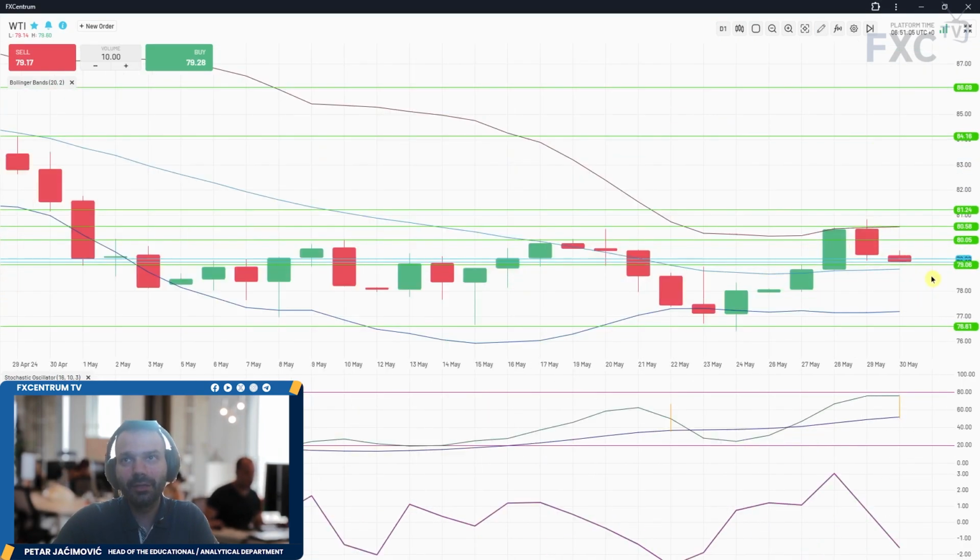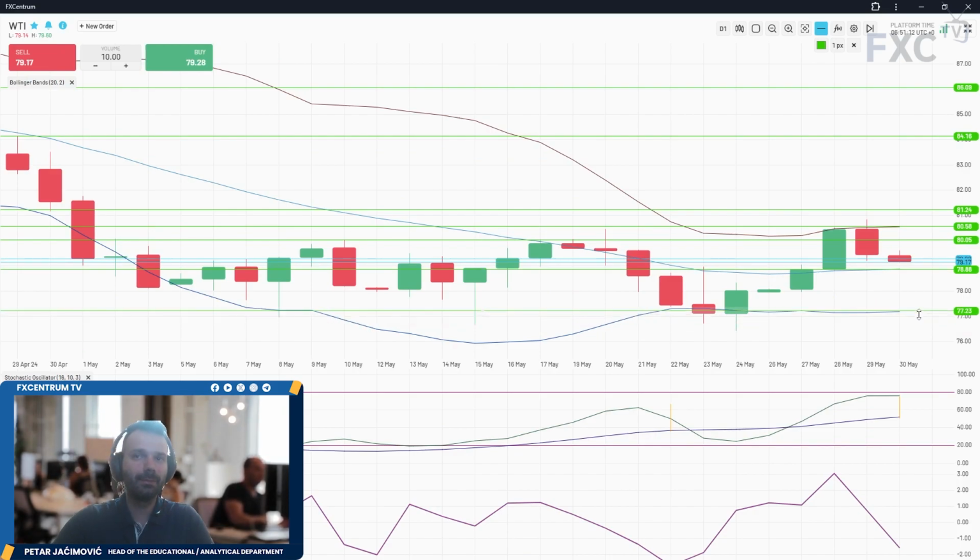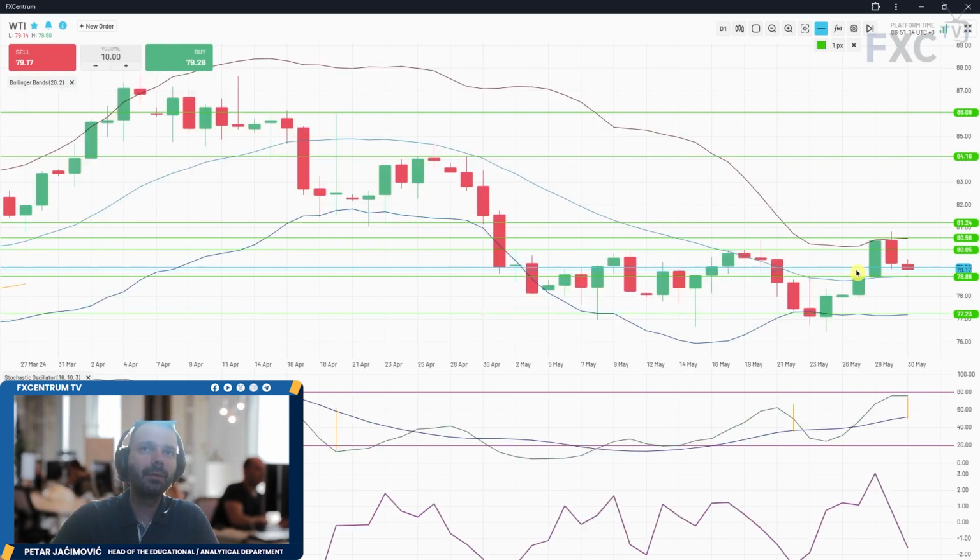We still have a middle Bollinger Band around the 78.90 mark, and we have a lower Bollinger Band around the 77.20 mark. So there will be the chance, maybe even for the market to do a full retest of the lower Bollinger Band and the support of this quite big 30-day consolidation. So pay attention to potential downside continuation intraday on the WTI.